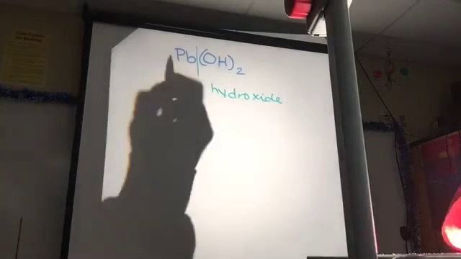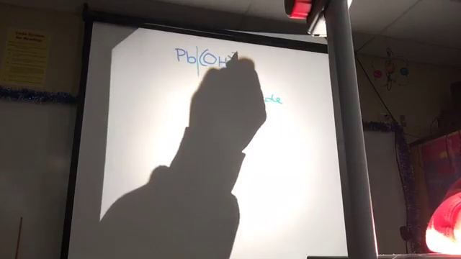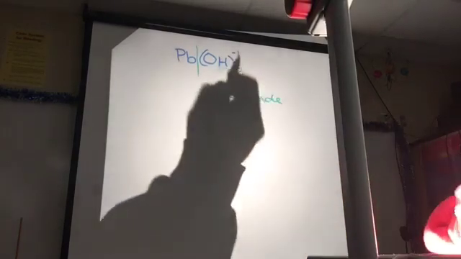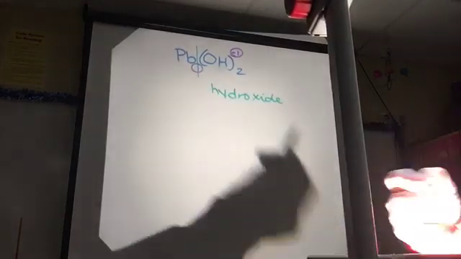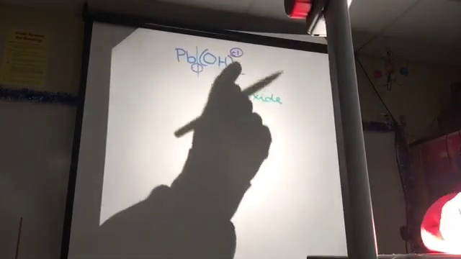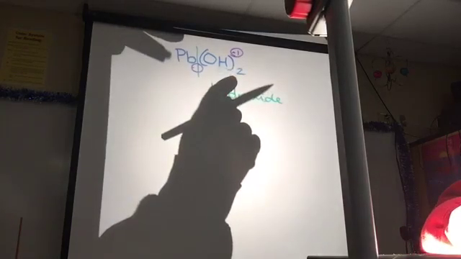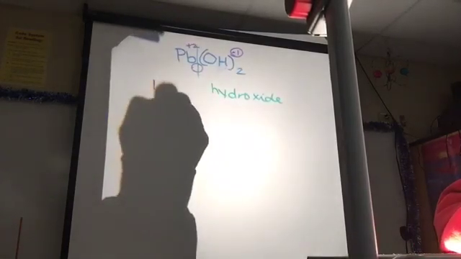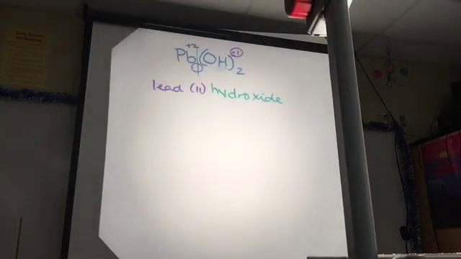So, if this is a type 2, you have to check your charges. Hydroxide has a -1 charge, doesn't it? Yes? Does this one match this number down here? Yes. If these two match, then these two have to match. So what's my charge going to be on lead? +2. So this is going to be lead(II) hydroxide. Does that make sense?